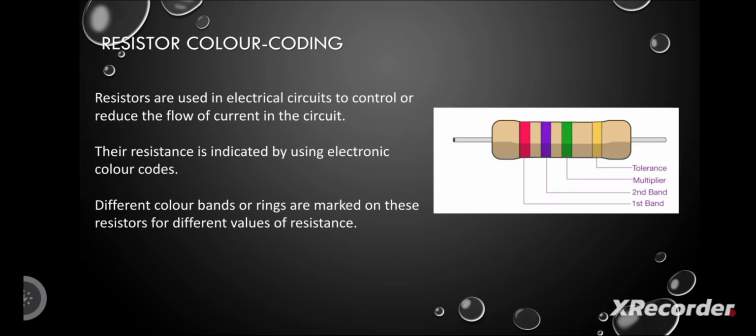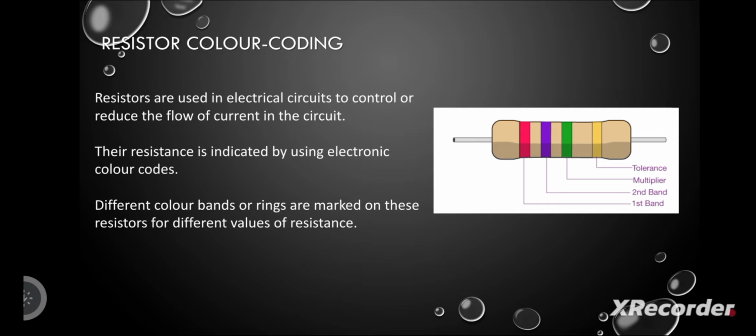Now let us understand the color coding of this resistance. If you see the right hand side of the image, there are 4 or 5 bands. The first band is the first band, the second band is the second band, the third band acts as a multiplier, and the last band is a tolerance. We will study more in depth.